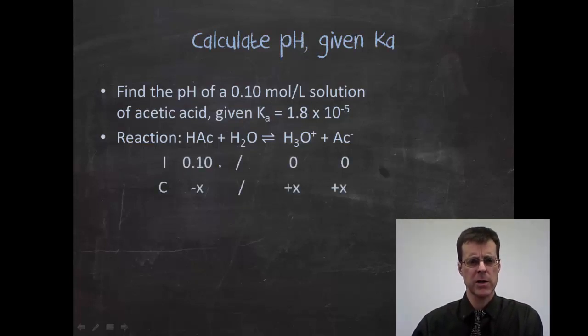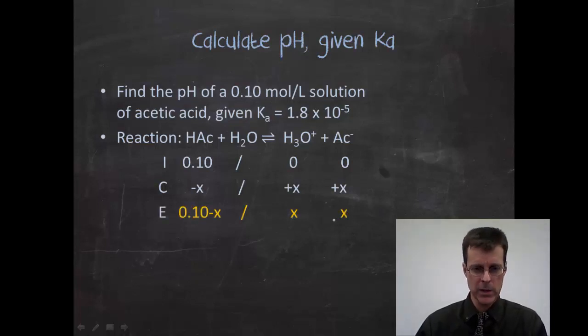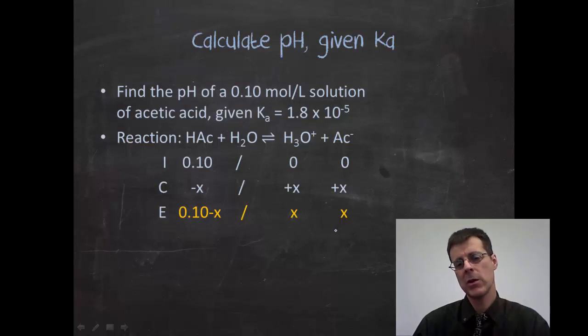Okay, so we start out with acetic acid and none of the other. Some of that is lost and dissociates into hydronium and acetate. So at equilibrium we have these concentrations. Now what we don't have is a pH. We're asked to find that. So I still don't know that value.